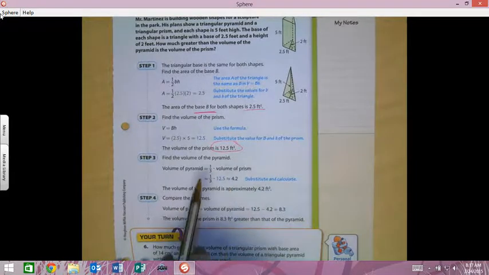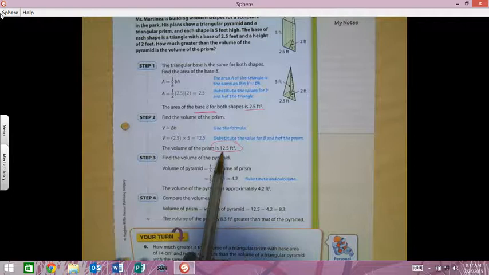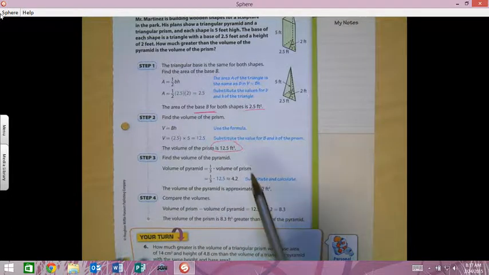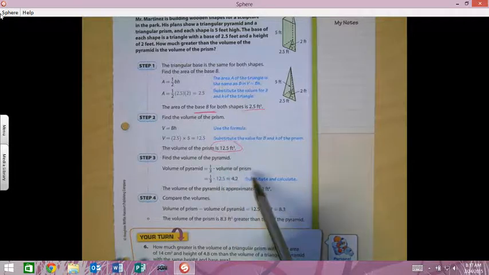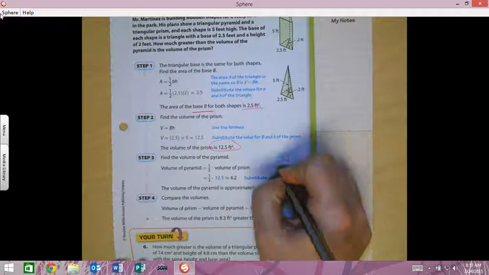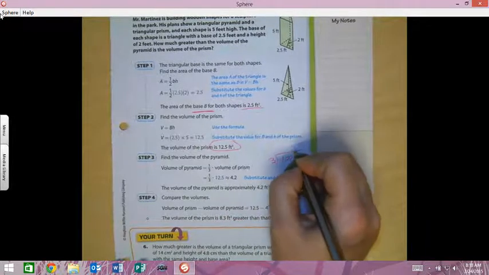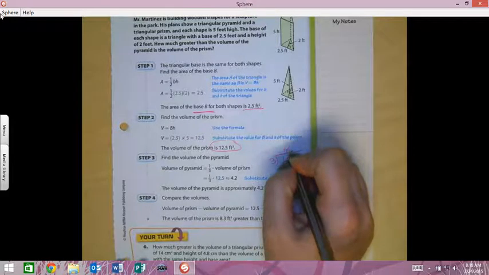So then it says find the volume of the pyramid. Our volume of the pyramid is 1/3 the volume of our prism, right? That's what we figured out a minute ago. We've already done big B times H, so there's no sense in remultiplying everything. So we need 1/3 of that. So what I would do is 12.5 divided by 3, because we're dividing it into 3 equal pieces. So 3 goes into 12 4 times, which is 12.